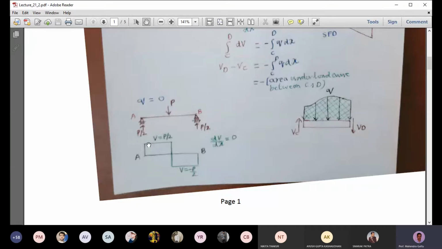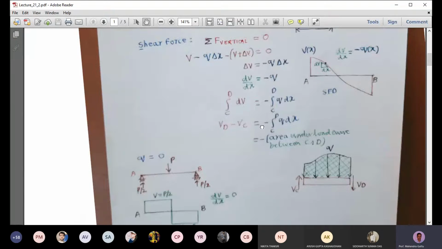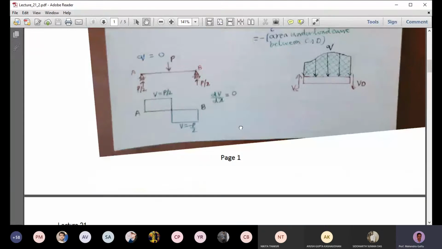So we are getting a horizontal line. For the horizontal line, the slope will be 0. So at either this segment or this segment, the slope of the shear force diagram is 0. Yeah, so this is regarding the relation between shear force and the distributed load, the applied distributed load at that point.